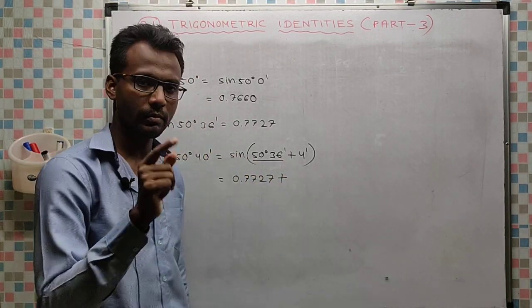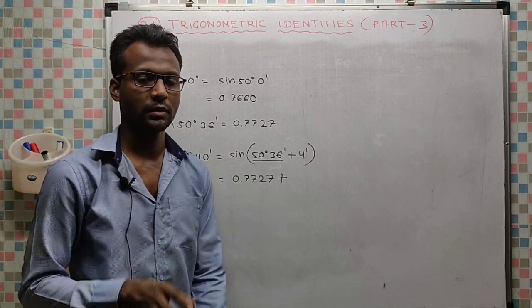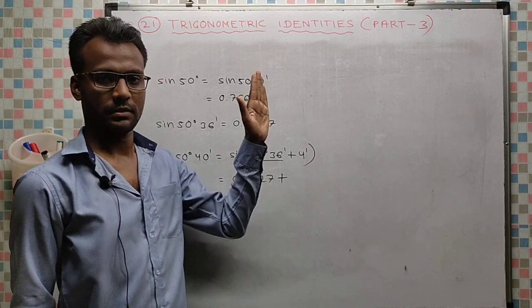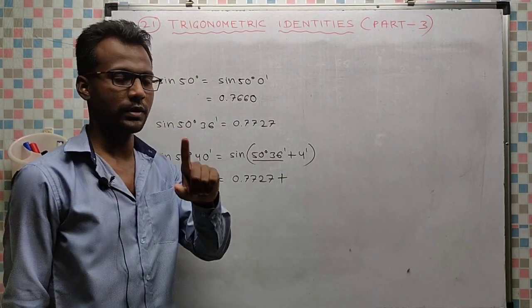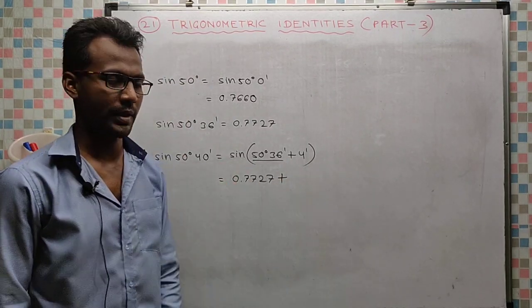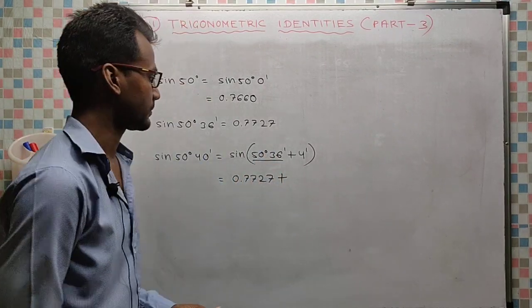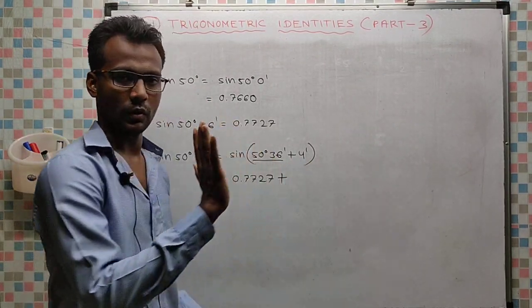In case of cos, it will be minus. Why minus? Because in case of cos, when angle increases, value decreases. So in place of plus, I will put here minus. So don't think that this is copied here. No, it is not copied. It is by concept. So angle increasing, value will also increase.